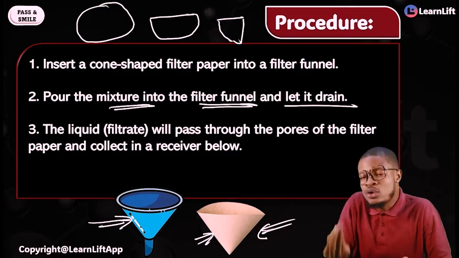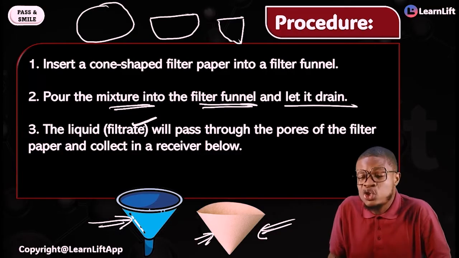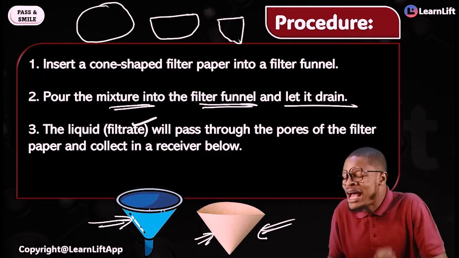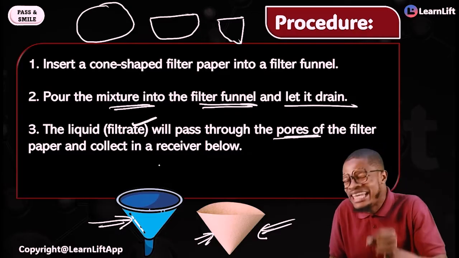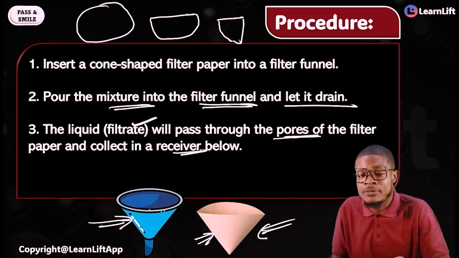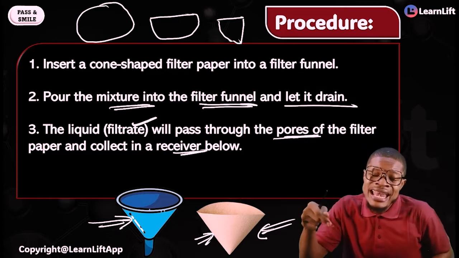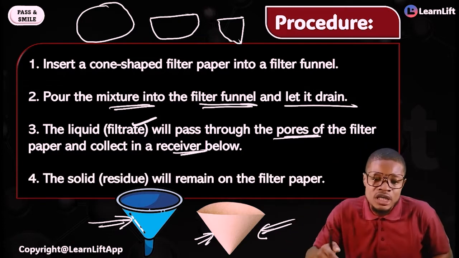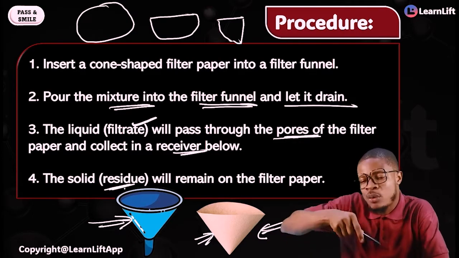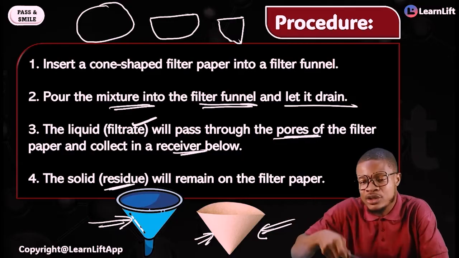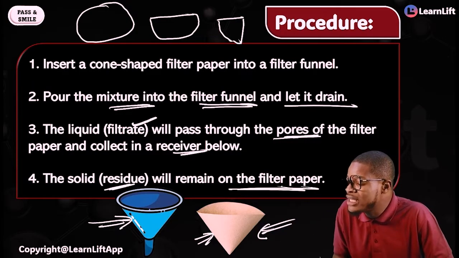That liquid that goes down is called the filtrate. What is it called? Filtrate. So the filtrate will pass through the pores of the filter paper and you can collect it in a receiver. The one that goes down is called the filtrate. The one that remains in that filter paper, what is it called? It is called the residue. The one that does not go down is called the residue. The one that goes down is called the what? The filtrate. So the solid residue will remain on the filter paper.